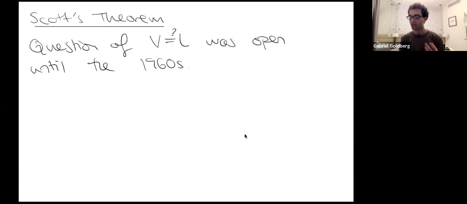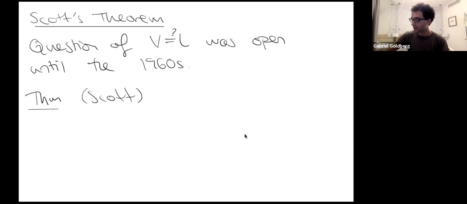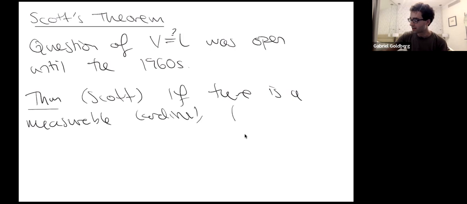The issue was it wasn't known how to build any models of set theory that didn't satisfy that V is equal to L. It wasn't known that V is not L was a consistent theory at all. And so the first proof of the consistency of V is not equal to L comes from something called Scott's theorem. So the theorem says, in fact, if there is a measurable cardinal, then V is not equal to L. So if measurable cardinals are consistent, then so is V is not equal to L.